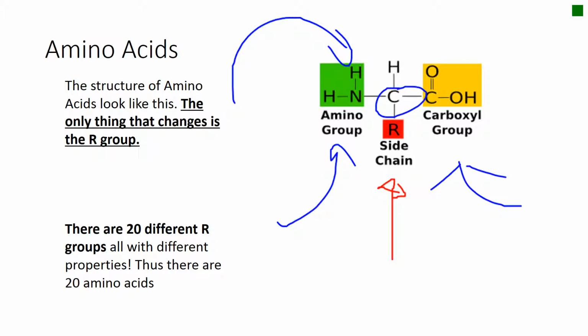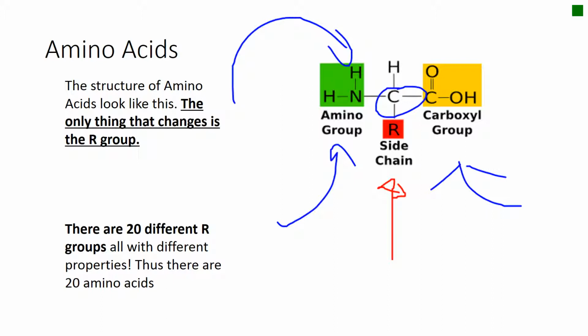So now we're on to amino acids. Amino acids are our monomer, and they look just like this over here. They have one carbon in the center that I'm going to circle in blue, and to the right they have a carboxyl group that we know how to draw, I hope, and we have an amino group that we also know how to draw, I hope.